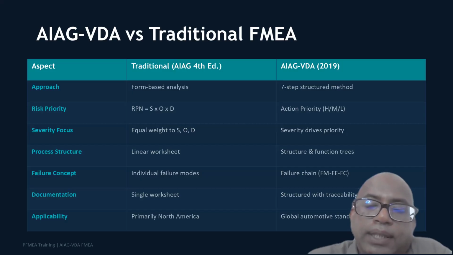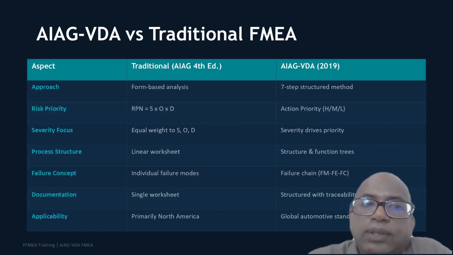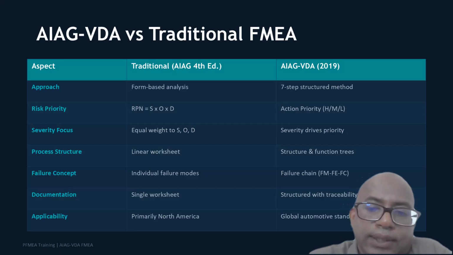I will explain later what that 7-step is. This 7-step structured method is used for the new version. And next one is risk priority. Risk priority is calculated by RPN. I explained it before: severity, occurrence, and detection. Based on the multiplication of these three factors, it is called RPN.